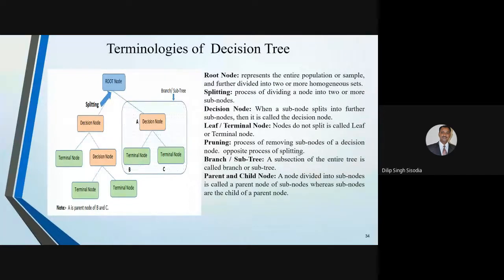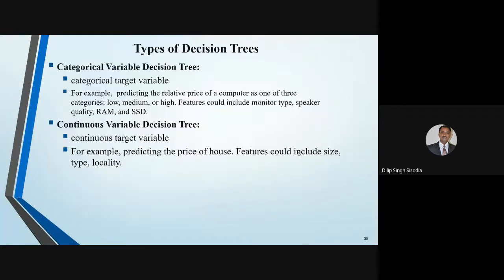Pruning is the process of removing a subnode from a decision tree, the opposite of splitting. A branch or subtree is a subsection of the entire tree. A node divided into subnodes is called the parent node, whereas the subnodes are the children of the parent node. So these are some basic terminologies used in the decision tree, but this is not important; these terminologies are obvious.